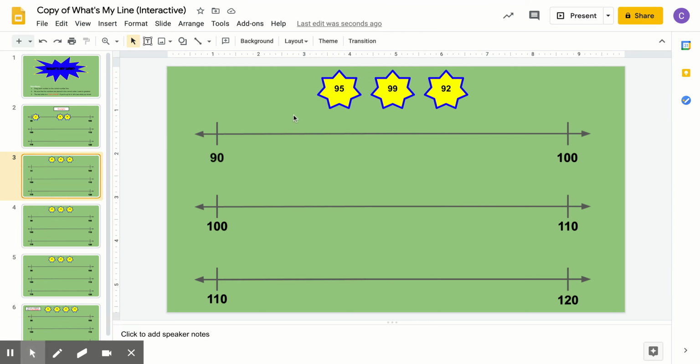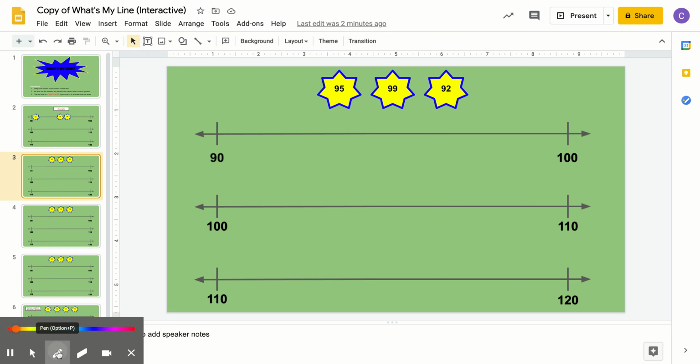Okay, here we have 95, 99, and 92. Well, do you think that these three numbers go in between 90 and 100? Thumbs up if you do, thumbs up if you don't. Okay, do you think it goes in between 100 and 110 or 110 and 120? All right, so I saw a lot of thumbs up for the first line, 90 and 100. So we have 95, 99, and 92. Where do you think these numbers go on the number line?